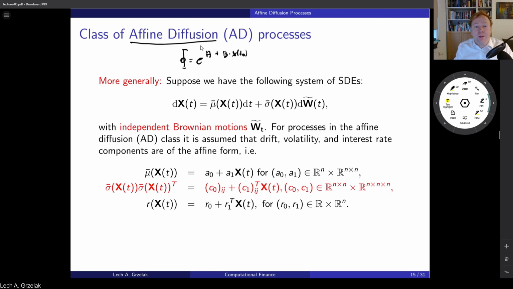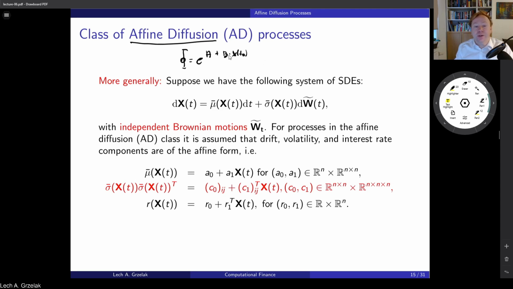For every model, every stochastic differential equation which is in this AD, affine diffusion, class, the characteristic function will exist and will have the following form. It will always be of the form e to the power A plus B times x. In this case, actually, x is one-dimensional.